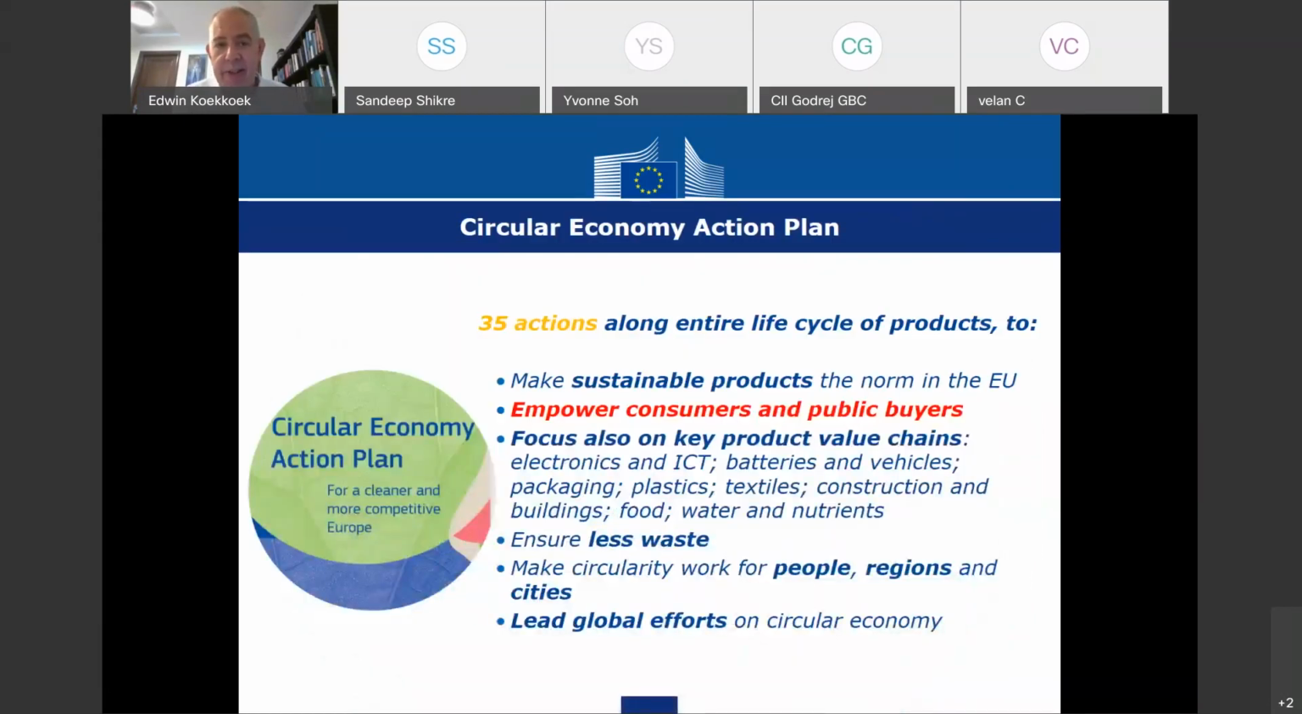The European Union came up with a circular economy action plan, which defines 35 actions along the entire life cycle of products, to make products more sustainable, and also, and that's why I'm mentioning it, to empower consumers and public buyers. It's also focusing on the value chains, on less waste, on making circularity work for people, regions, and cities. But I want to mention it because a very important element is to empower consumers and public buyers.